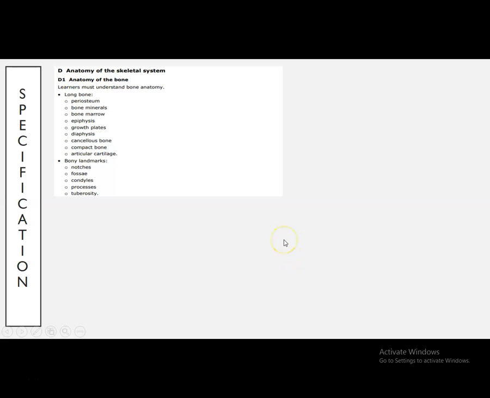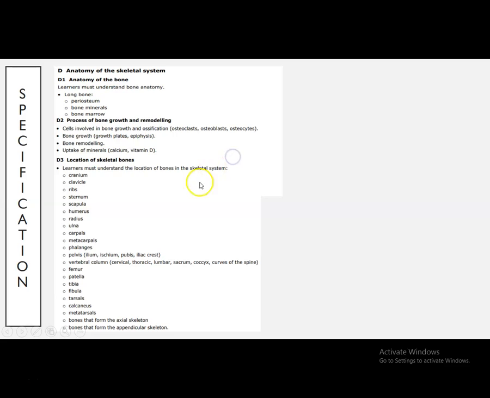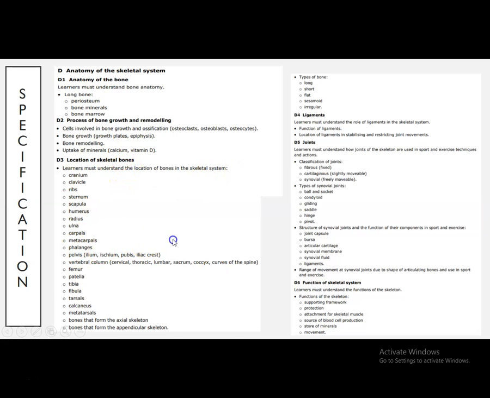First of all, we're going to be re-looking at the anatomy of a long bone, bony landmarks, location of skeletal bones, types of bone, ligaments, joints, and functions of the skeletal system. We're also going to be looking at planes of movement as well, which isn't on here.